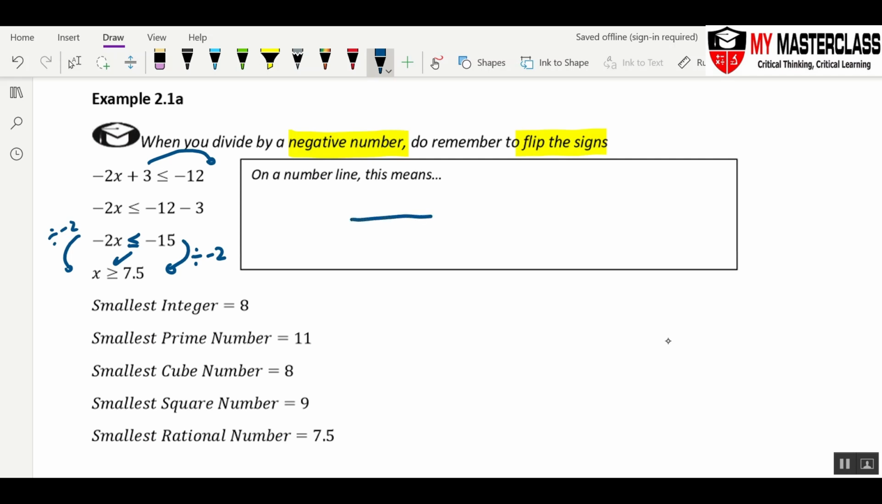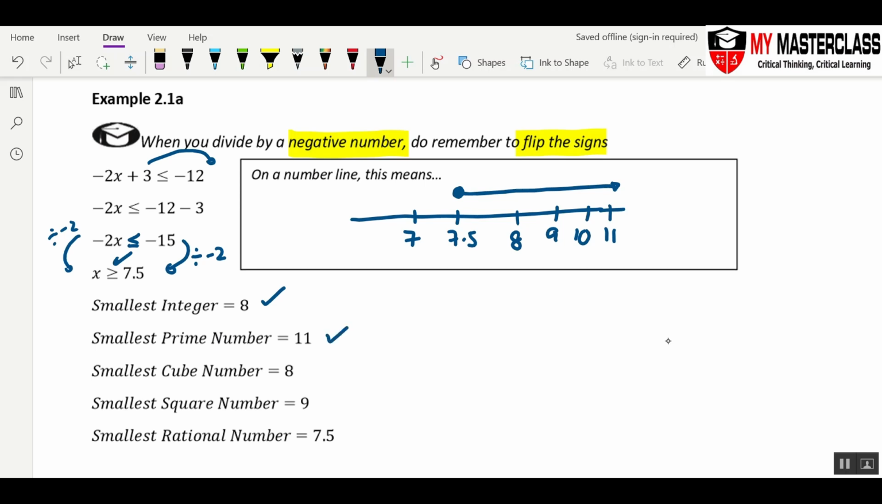When I draw this on the number line, it means this way. 7.5 is in between 7 and 8. If it can be equals to, I have to shade the circle and it goes to the right side. The smallest integer is equals to 8. The smallest prime number, the next prime number after 7.5, is 11.